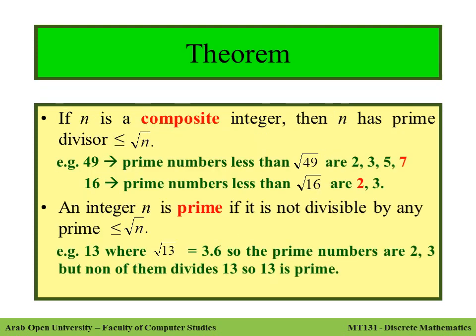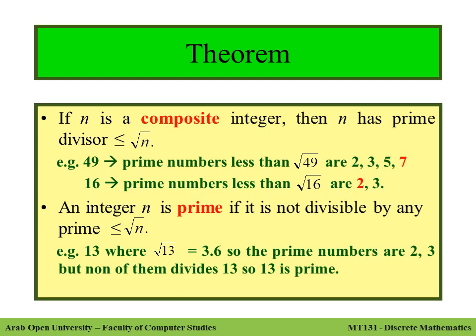Here is a theorem that we can use to factor integers. If n is a composite integer, then n has a prime divisor less than or equal to the square root of n. For example, 49: the prime numbers less than or equal to the square root of 49 are 2, 3, 5, and 7. And the only prime factor of 49 is 7. For 16, the prime numbers less than the square root of 16 are 2 and 3. And of course, 16 has only one prime factor, which is 2.